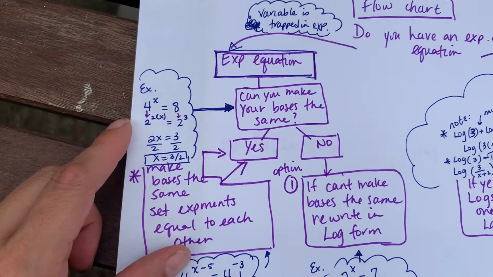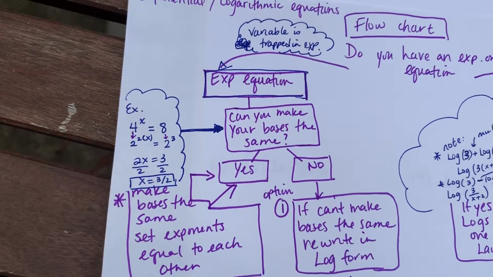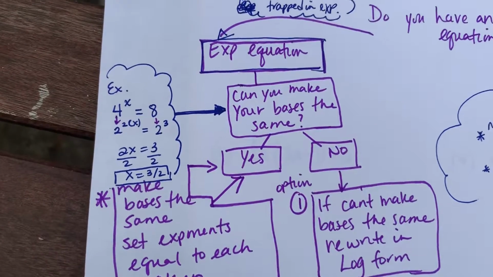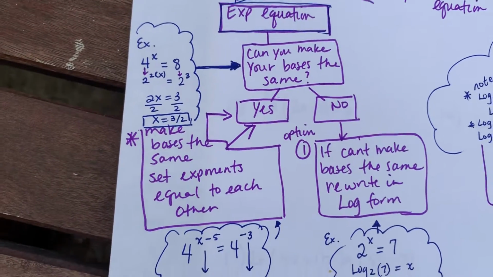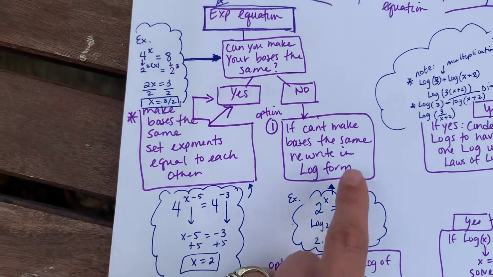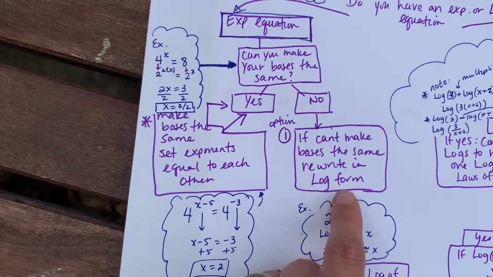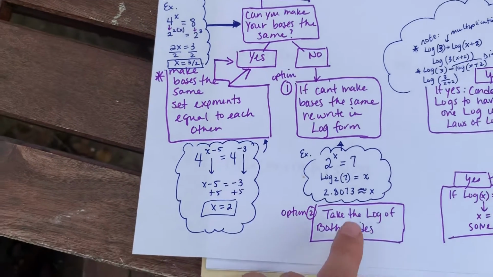I did write a little example of what it looks like to make the bases the same, and I solved that problem. So if you say yes, make the bases the same and set the exponents equal to each other. If the bases are the same, you can set the exponents equal to each other. If you say no, and you can't make the bases the same, then rewrite in log form. So here's an example of that.